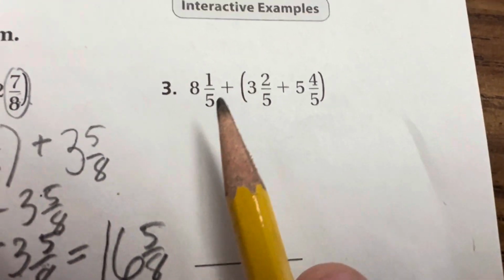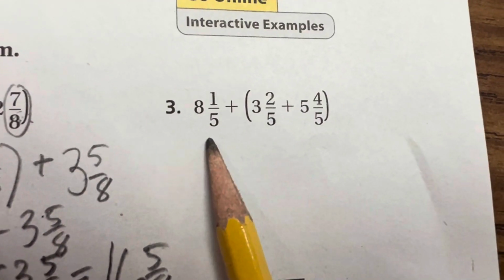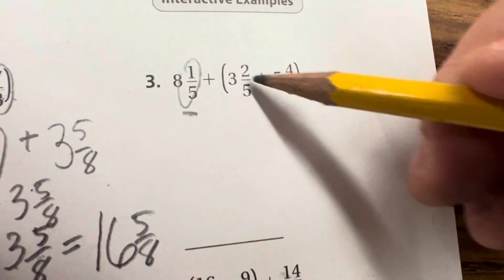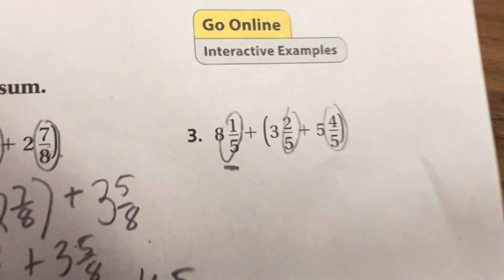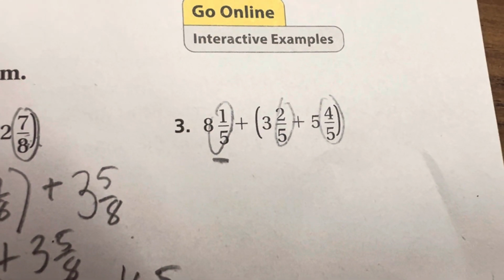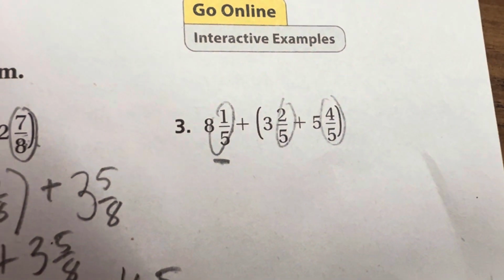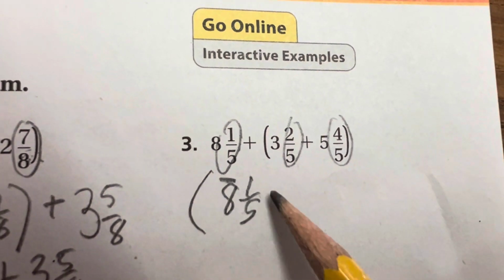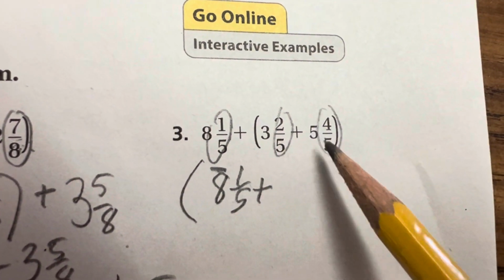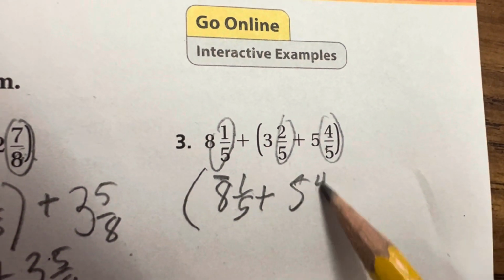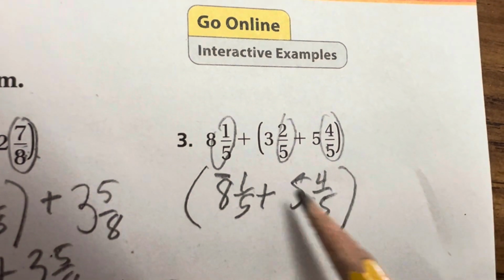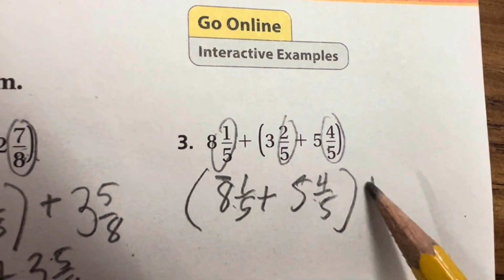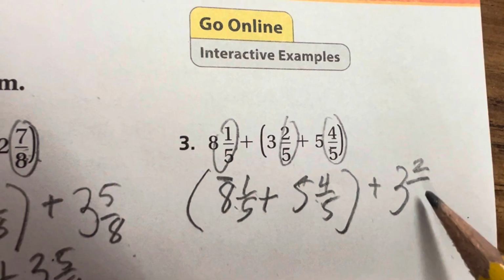Okay? Right here I have my three mixed numbers. I'm going to look at the fractions first. What can I combine to make one whole? So what will give me 5/5? Well, I see here that 8 and 1/5 can be added to 5 and 4/5 because those two fractions make one whole. And I leave the guy that didn't help me right outside.